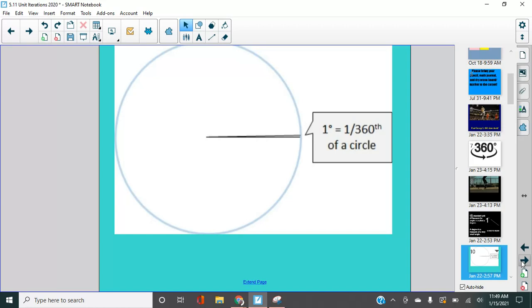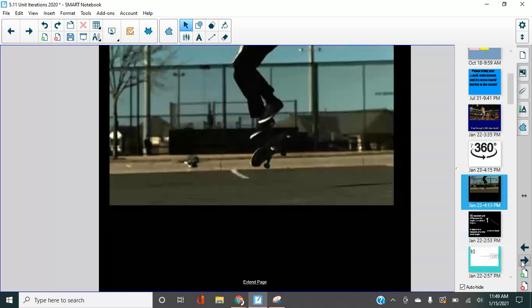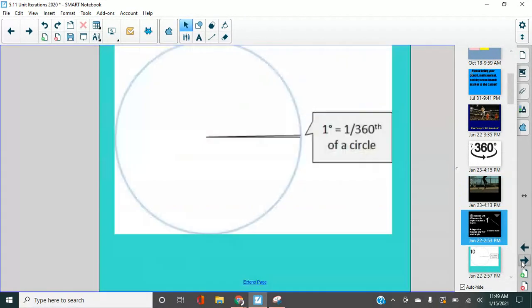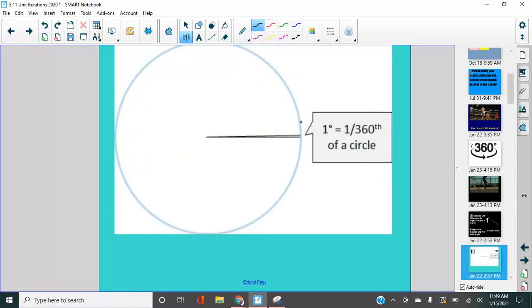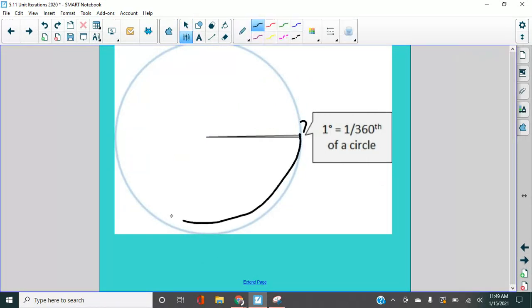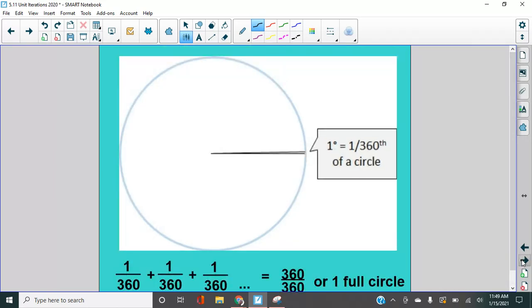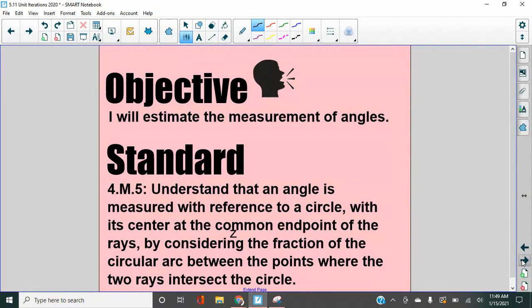Because in an entire circle, if you spin all the way around like this, you're going 360 degrees. So this is just 1 degree. If I turned all the way around the circle, that would be 360 degrees. So a degree is 1/360th of a circle. If I add up 360 of those, I would get the entire circle, 360 over 360.